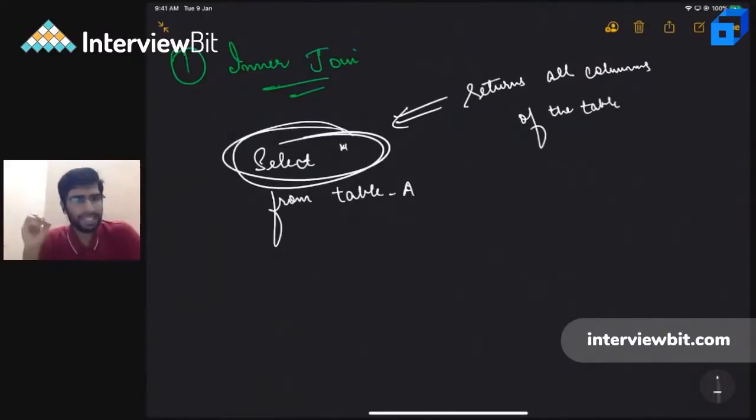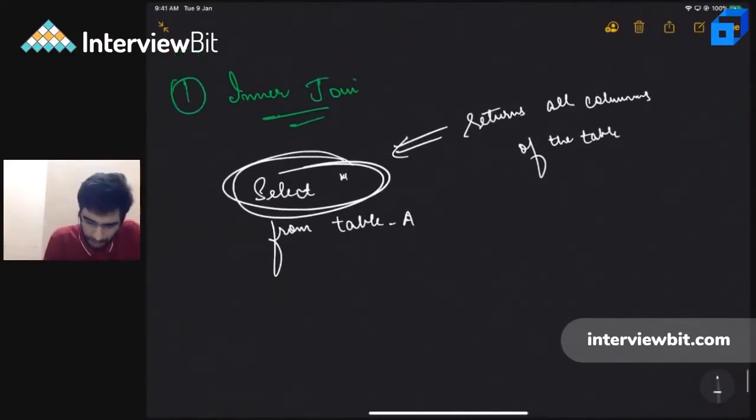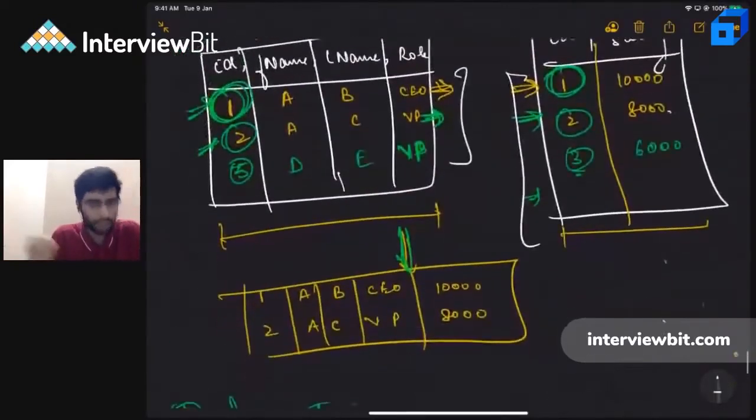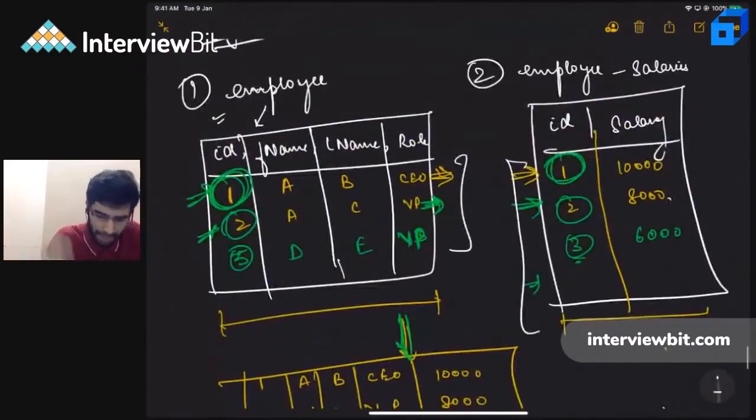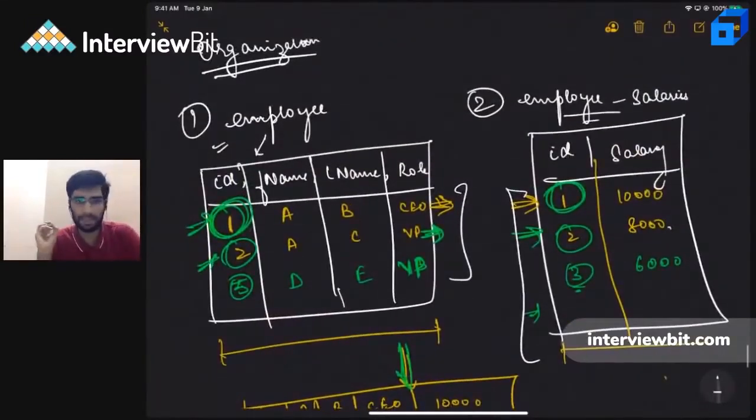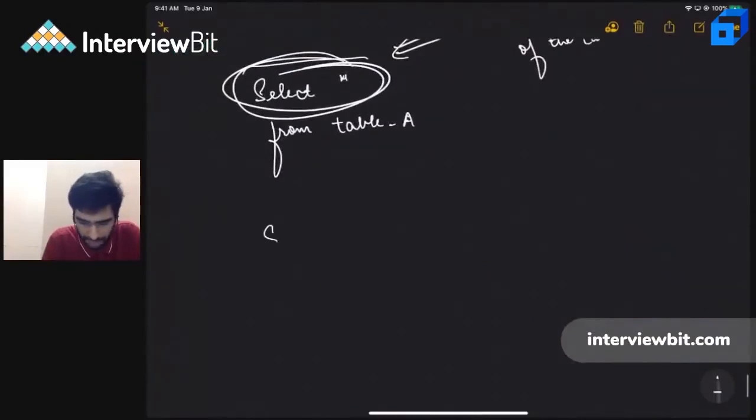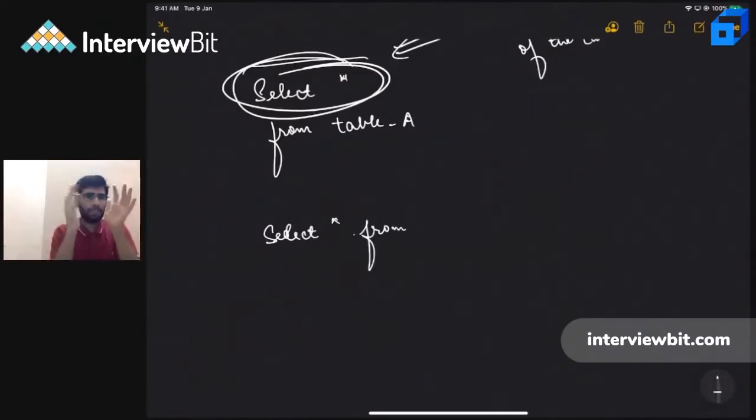So we select star from table A, and then when we have selected everything from this table, I also need to select everything from the employee salaries table, right? So then I will also select star from table B. But I need to join them. I need to join this with the second thing, right? How will I join this?